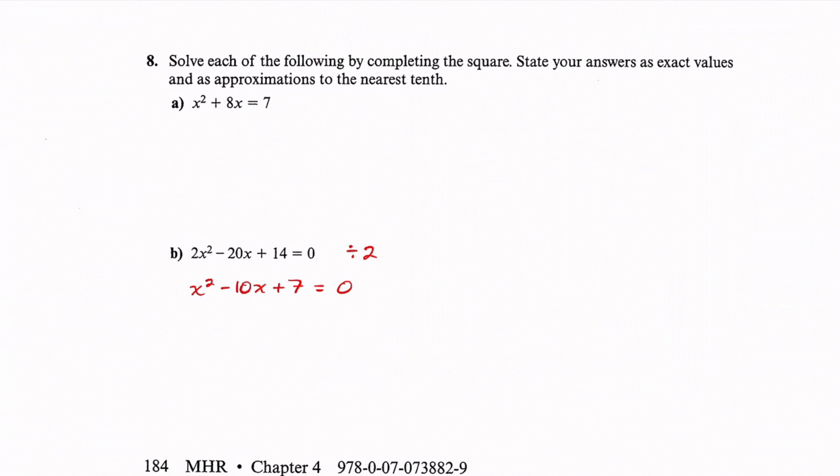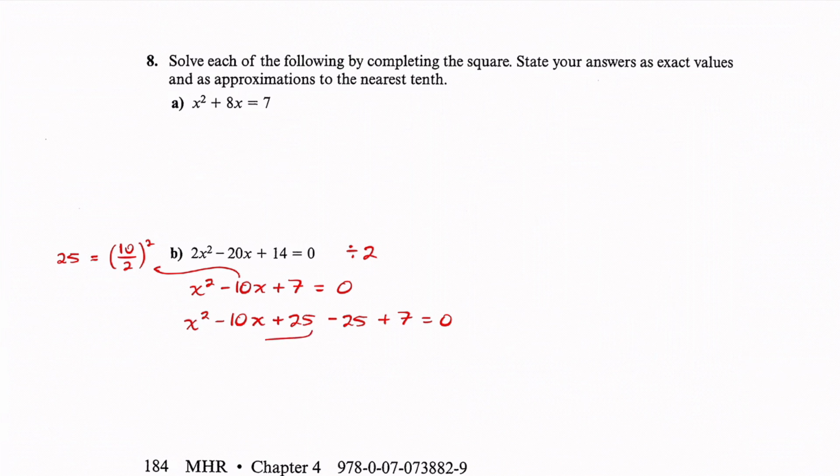So to complete the square, I'm going to first take this number here. I'm going to divide that by 2, so 10 divided by 2, and then we're going to square that. So 10 divided by 2 is 5, and squaring it we get 25. So I'm going to add and subtract 25 into this. So I got x squared minus 10x plus 25, and then minus 25 plus 7 equals 0.